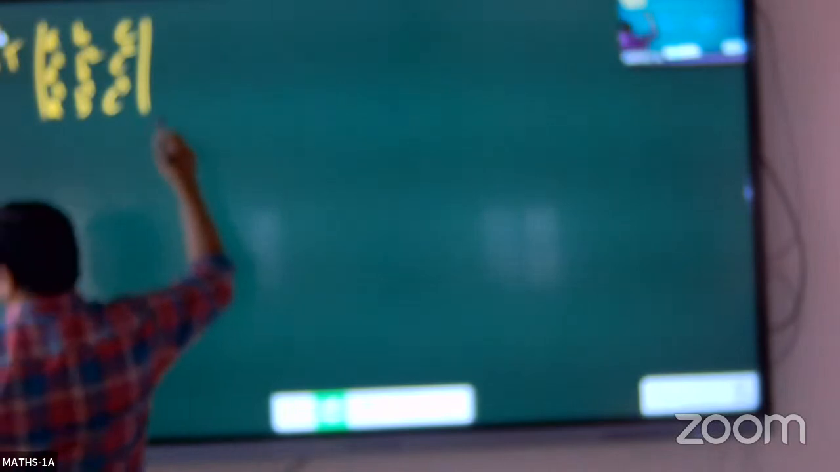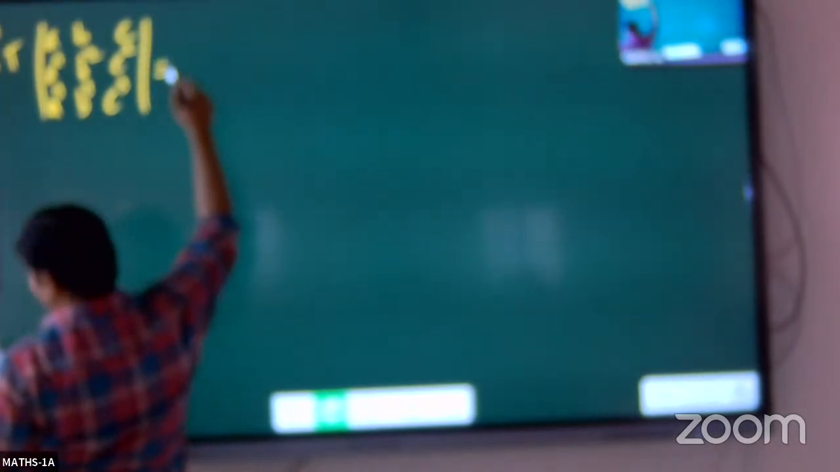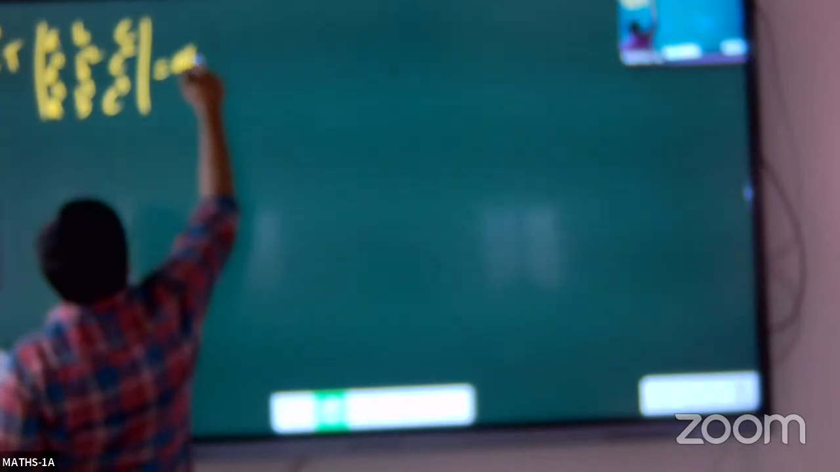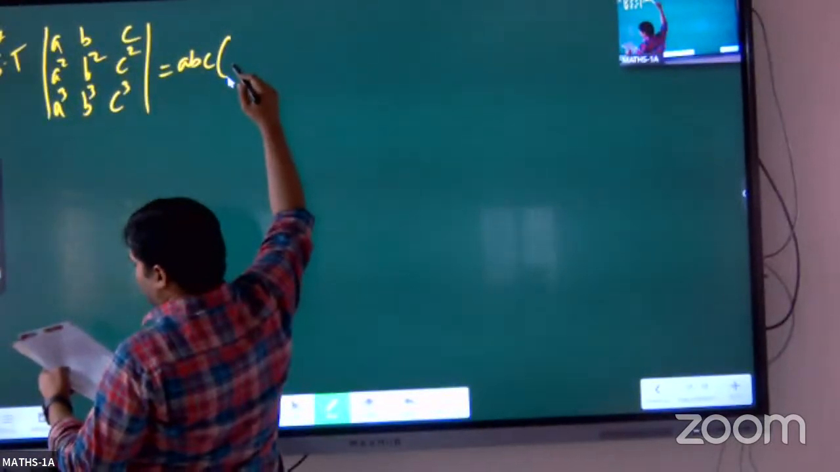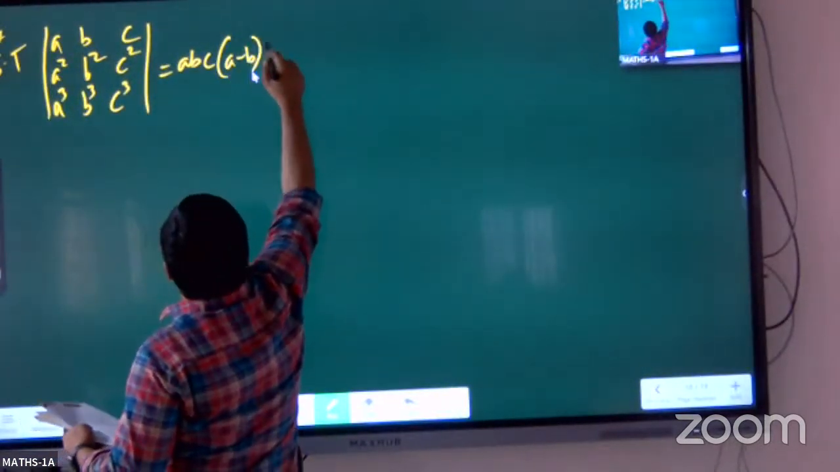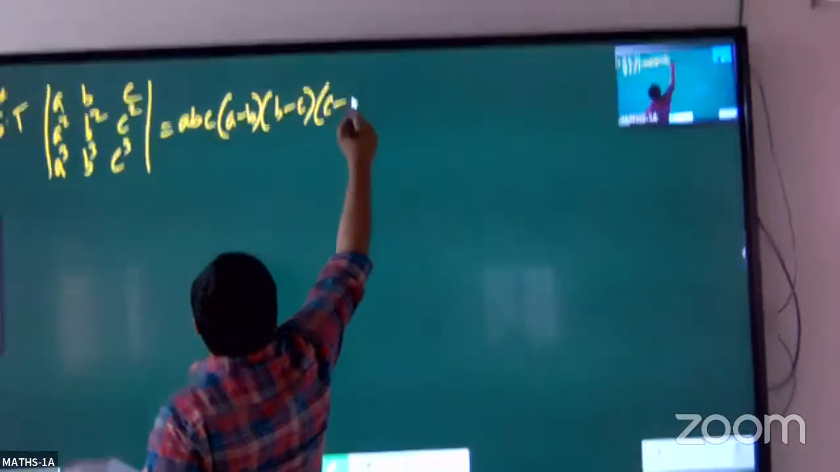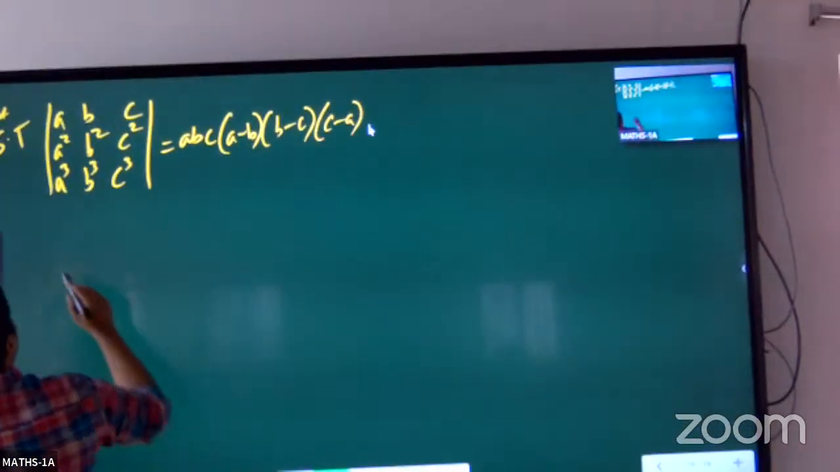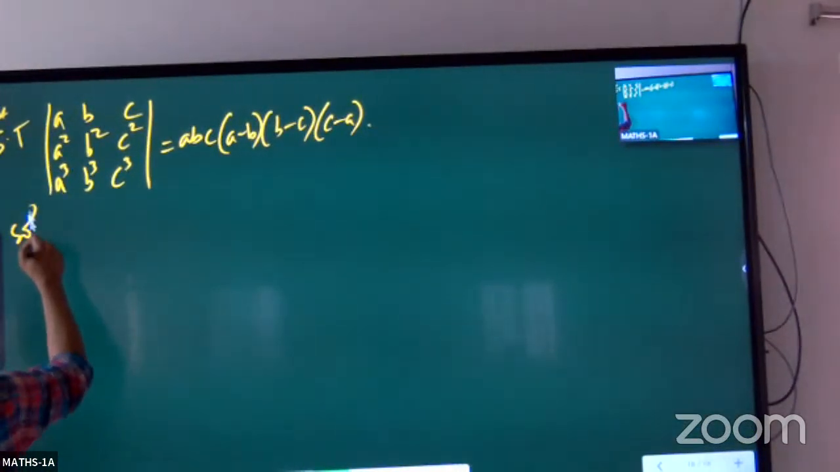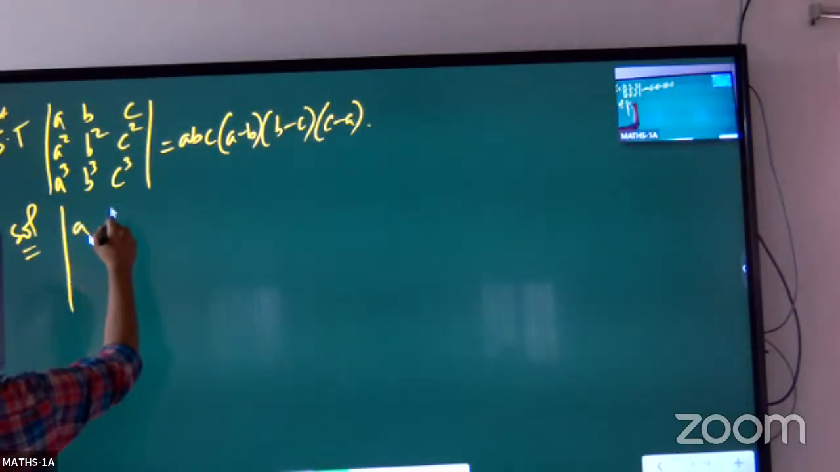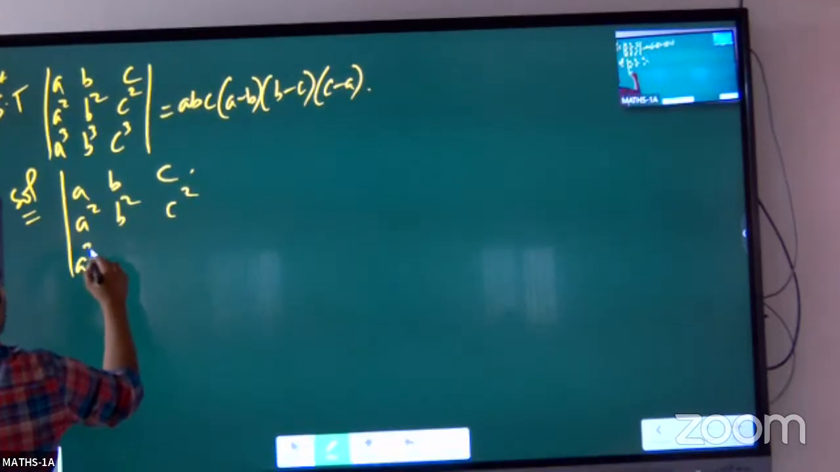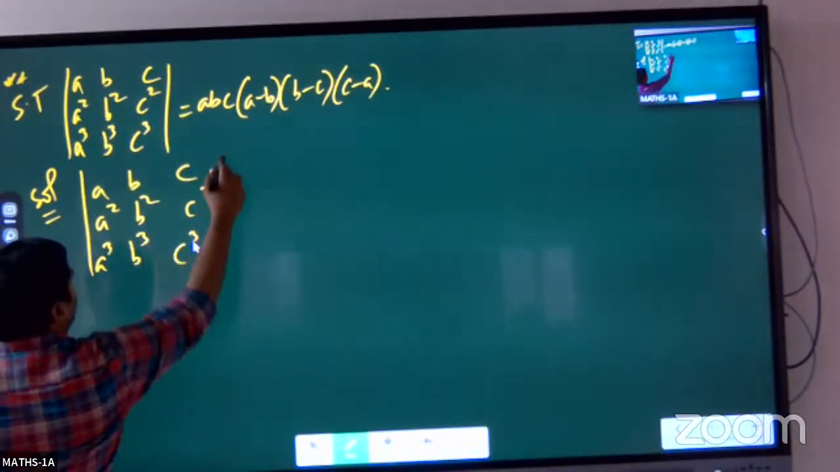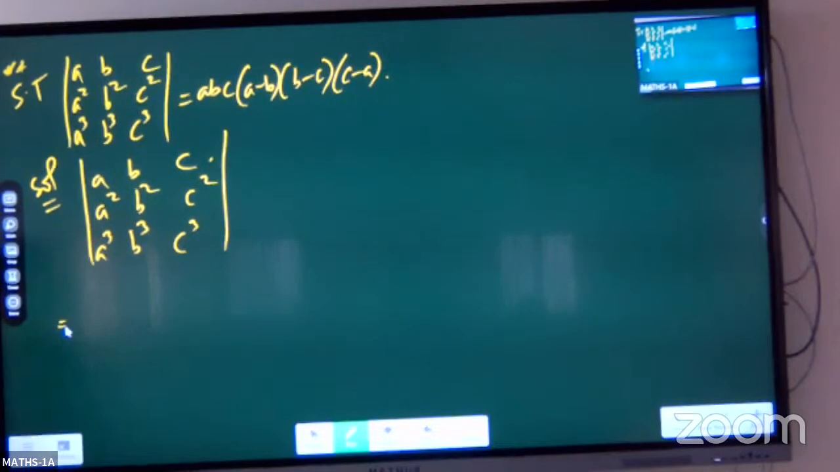Okay, this is what we have to prove. I mean, what we have to show that ABC into A minus B, B minus C, C minus A. Okay. Now, once again, I am going to take A, B, C, A square, B square, C square, A cube, B cube, C cube. That is equal to.